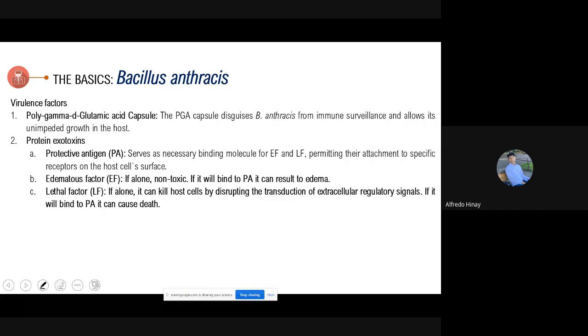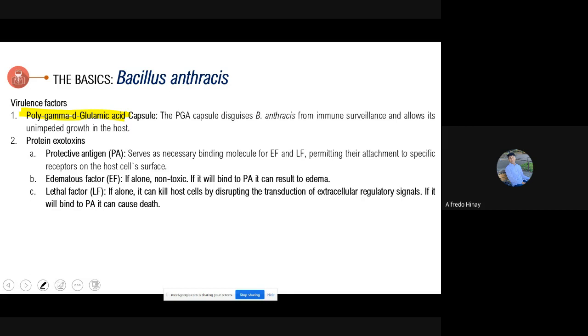For the virulence factor of your Bacillus anthracis, class, take note with this one, they are encapsulated and therefore the component of their capsule is poly-gamma-D-glutamic acid, class. Take note with this one kasi lumalabas siya sa board exam at saka pre-board exam, class, poly-gamma-D-glutamic acid or PGA. Okay? And we also have 3 protein exotoxins.